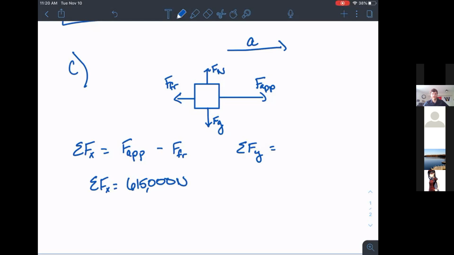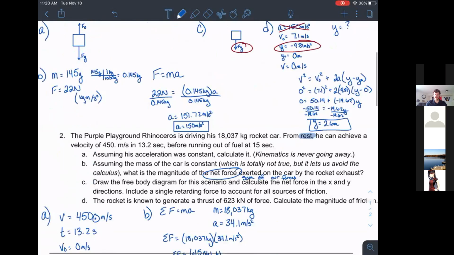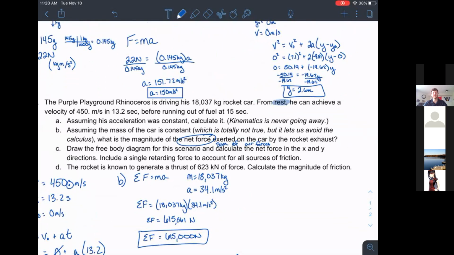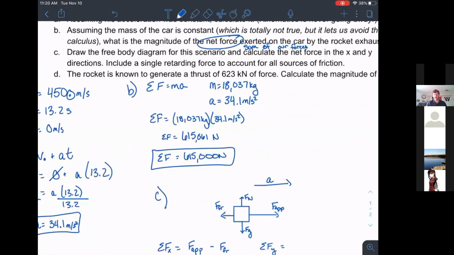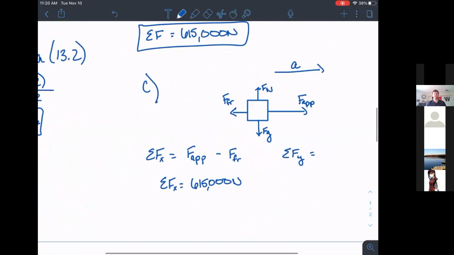How do you get that? 6,150? Because we learned in part B that assuming the mass of the car is constant, what's the magnitude of the net force exerted by the car? So the net force is the sum of the forces exerted by the car. And since the car is moving to the right, it's only the forces in the x direction. So our sum of our forces has to equal this. And that sum of our forces is only talking about the x direction, which means that it equals 615,000.